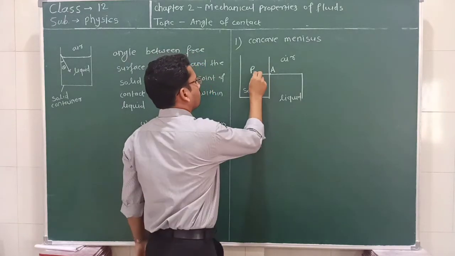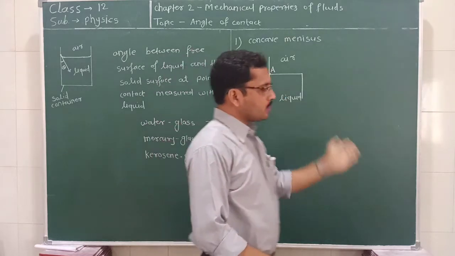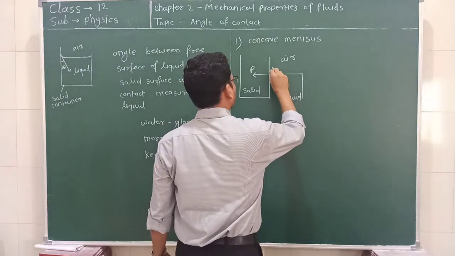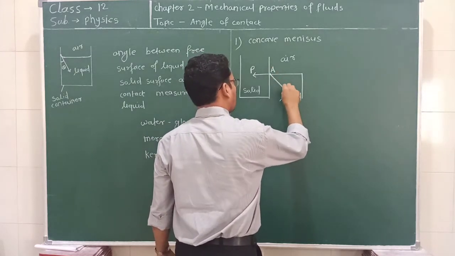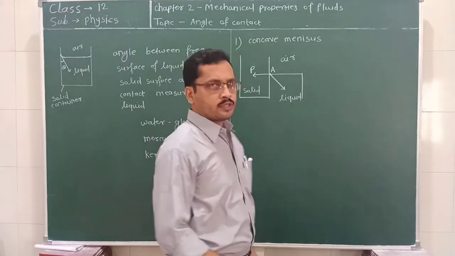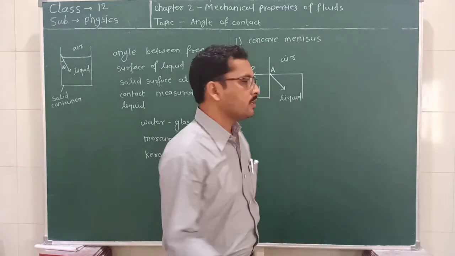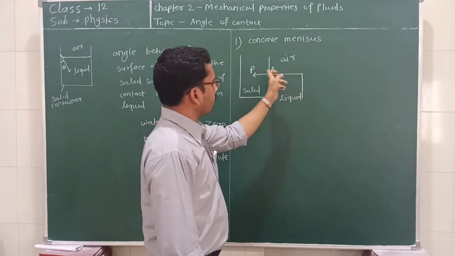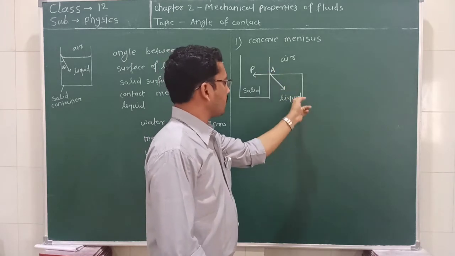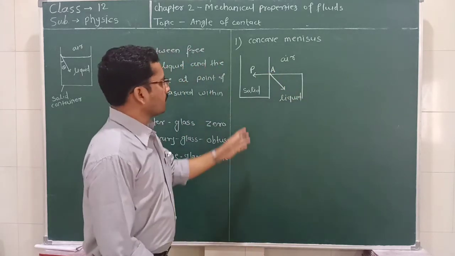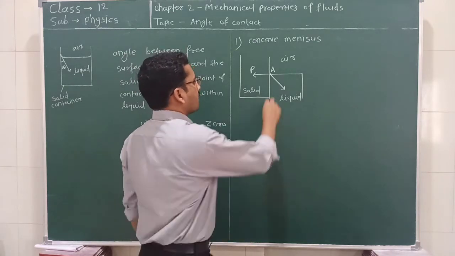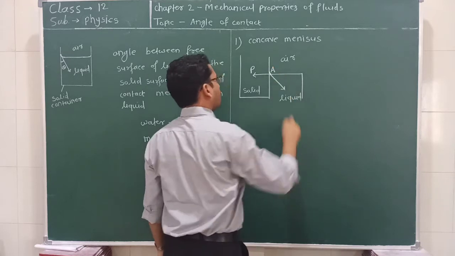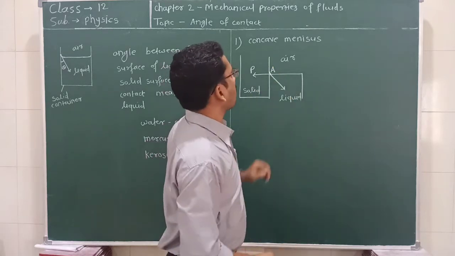Okay, now a cohesive force is also acting on the molecule A, and the cohesive force is acting in this direction. What is cohesive force? Cohesive force is the force of attraction between the molecules of the same substance. So the resultant cohesive force acting on the molecule A is in the downward direction, in this direction. So now we can say that this surface is not plane but it is a curved surface. It is a concave meniscus.